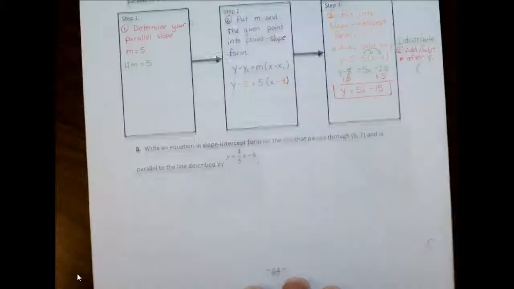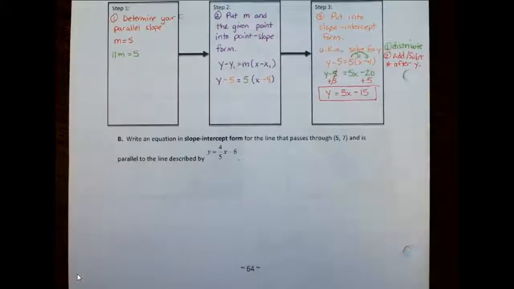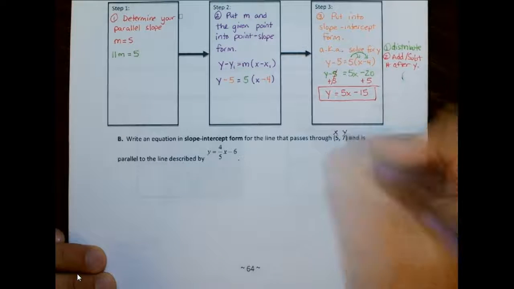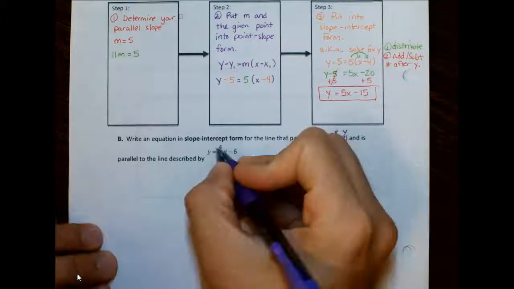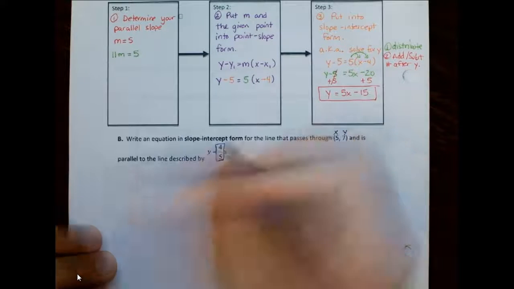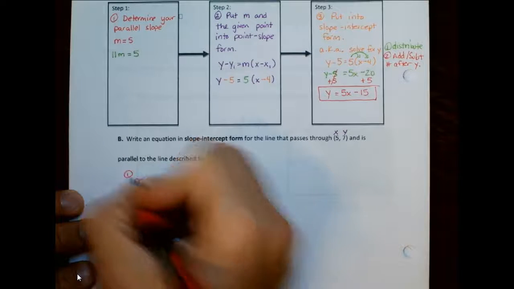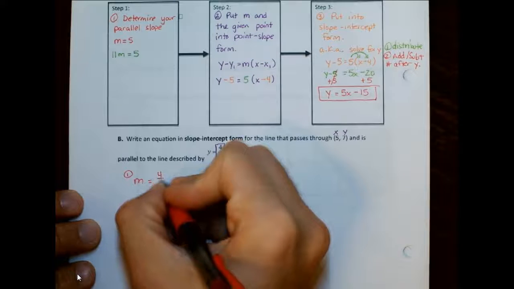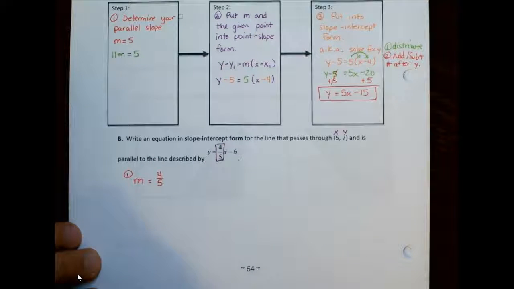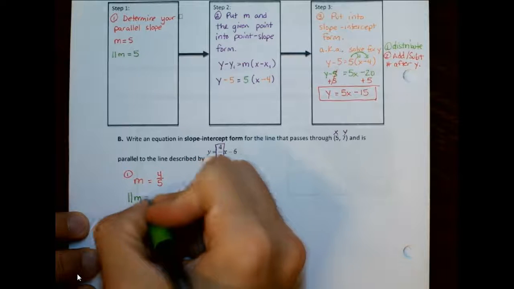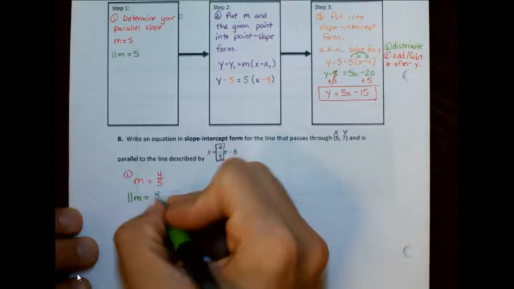Looking at example B. Right here it says write the equation in slope-intercept form for a line that passes through (5, 7) and is parallel to the line y equals 4/5 x minus 6. So again, xy coordinate. Only thing that we care about in this given equation is the slope. Step 1. Determine the slope given, that is 4/5. My parallel slope, or the slope that I would now want, is still 4/5.